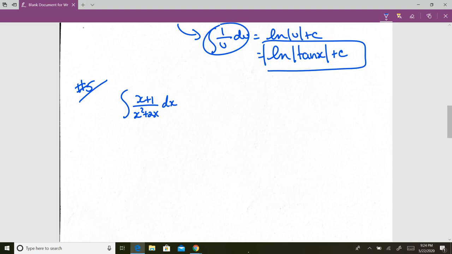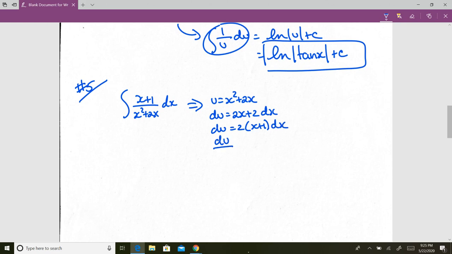So I'm going to do the u substitution and try u as the bottom. du is equal to 2x plus 2 dx. I'm going to factor out a 2. Divide that 2 off, and I get this: du over 2 is equal to x plus 1 dx, which is that bit right there.